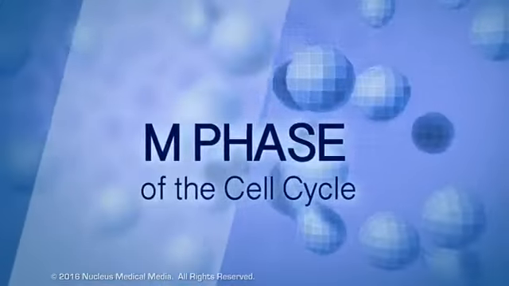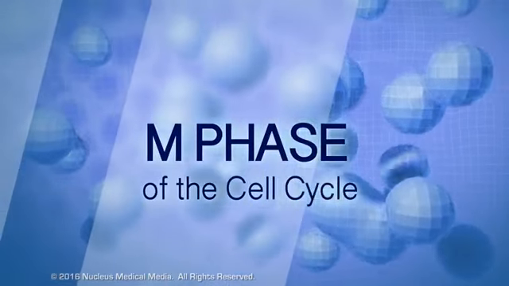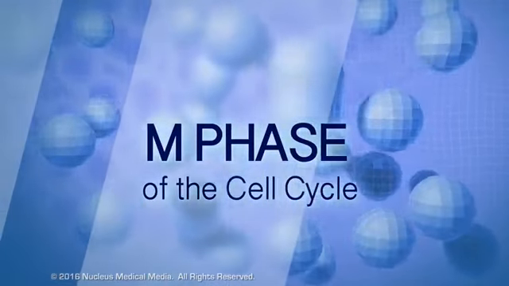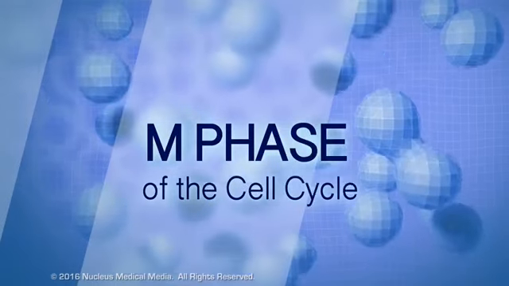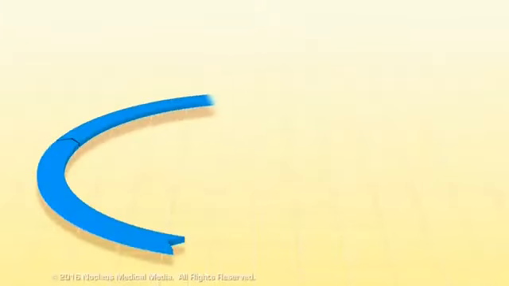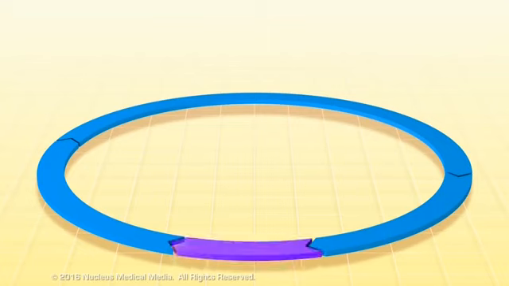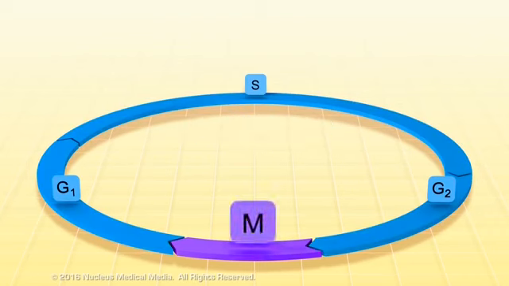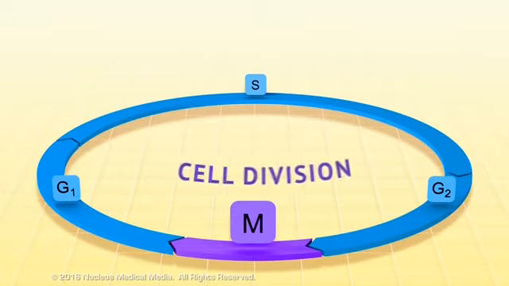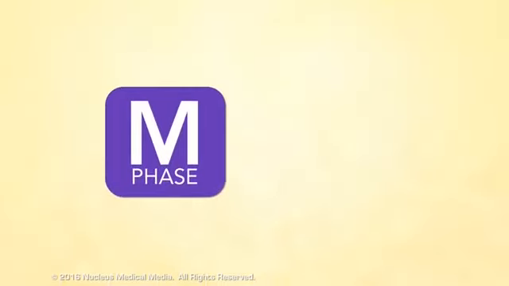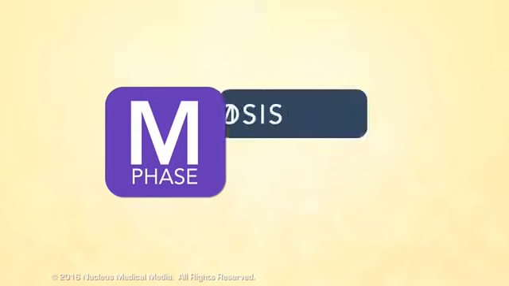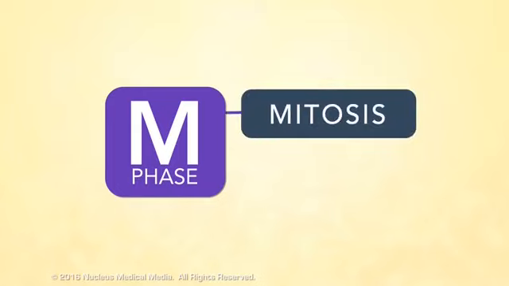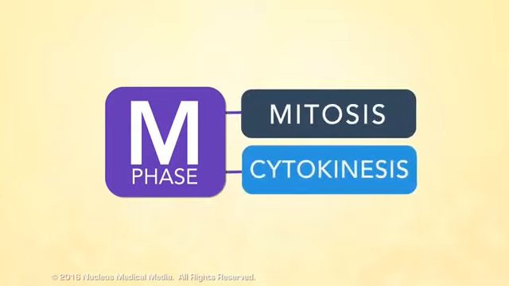In this lesson, we'll be exploring the M phase of the cell cycle, including mitosis and cytokinesis. Let's do a quick review of the cell cycle to see where they fit in. The G1, S, and G2 phases make up interphase. And the M phase represents cell division. Cell division includes division of the nucleus, called mitosis, and division of the cytoplasm, called cytokinesis.